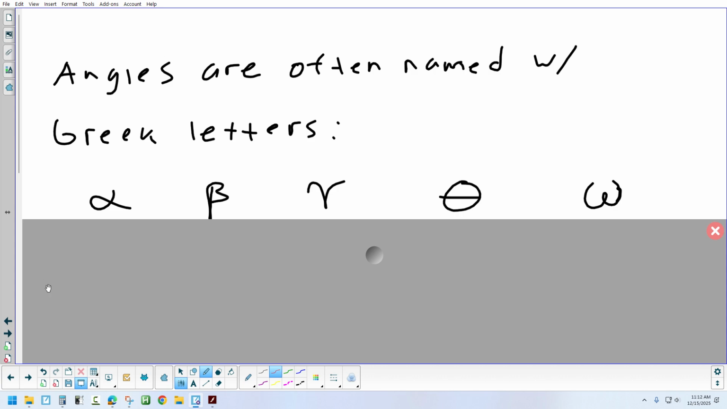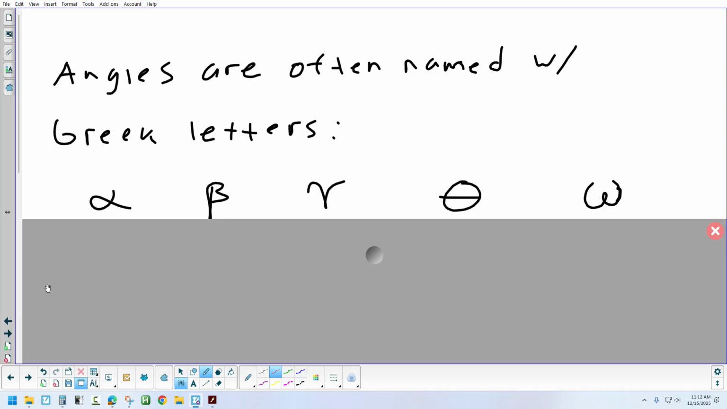Think of the Pythagorean theorem. What are the letters most commonly used in the Pythagorean theorem? A, B, and C. Yep. So we already use those for the sides. We don't want to use them for angles. So let's go through and make sure we know the names of these.